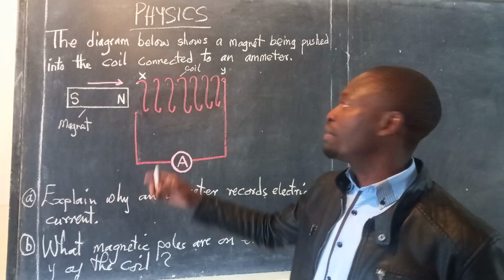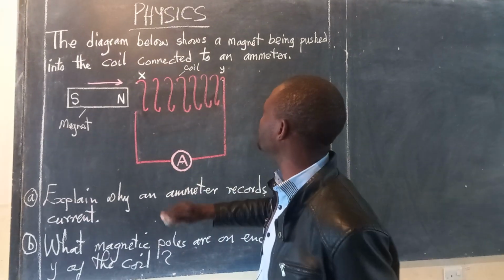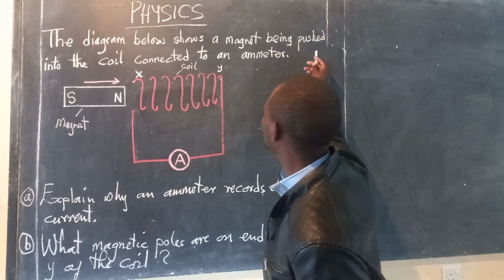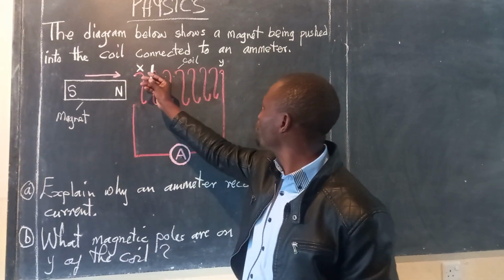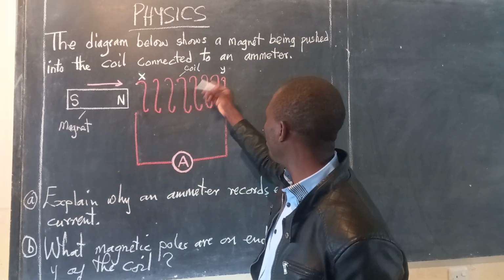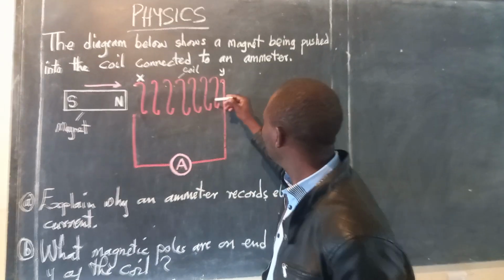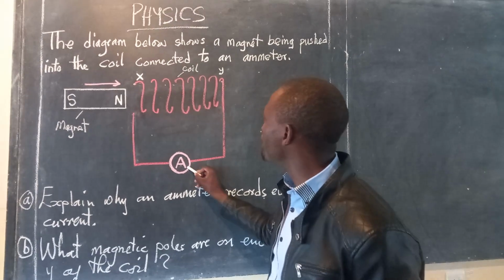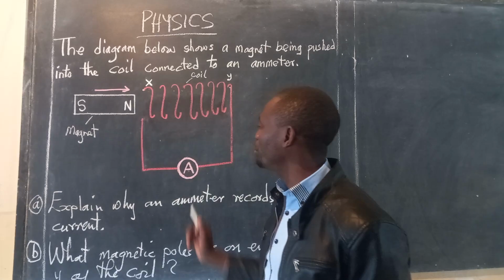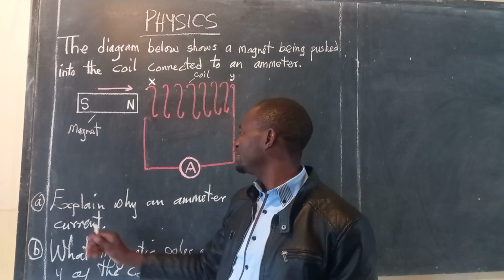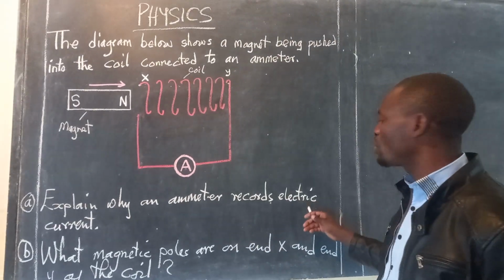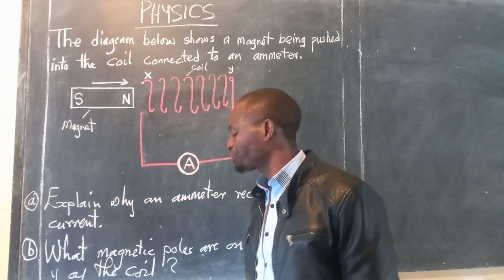Okay, we have this question in physics. The diagram below shows a magnet being pushed into the coil connected to an ammeter. So we have this coil or the solenoid which is connected to the ammeter, and the magnet is being pushed into the coil. The question is, explain why an ammeter records electric current.